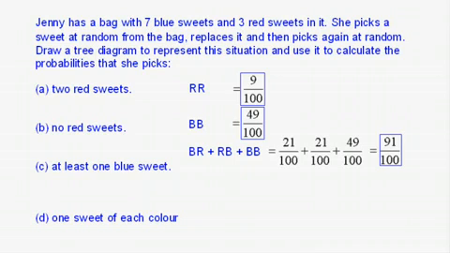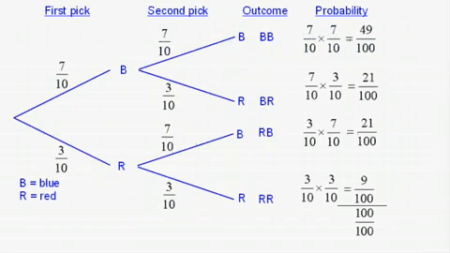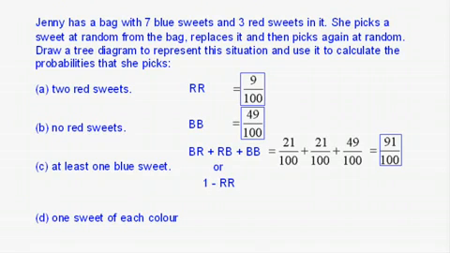So that's our answer, but there is another slightly quicker way of doing it. Let's do that as well. The only one which doesn't have a blue in it is this one. And seeing as all our possibilities add up to 1, if we take this possibility away from 1, then everything else must have a blue in it, at least 1 blue. So our working is 1 minus the probability of 2 reds, which is 1 minus 9/100, which is 91/100. Same answer, no surprise, just a different way of getting to it.